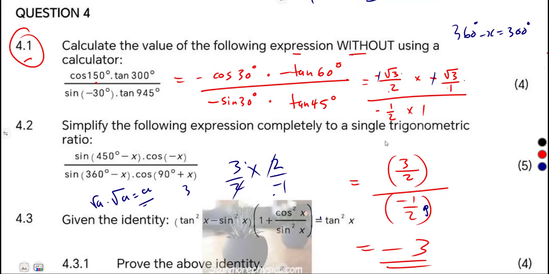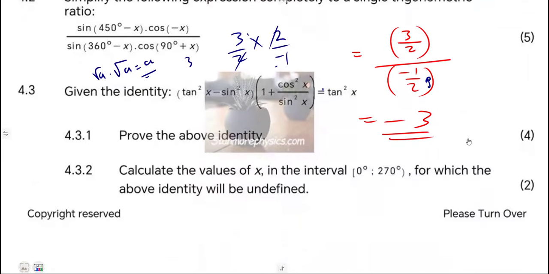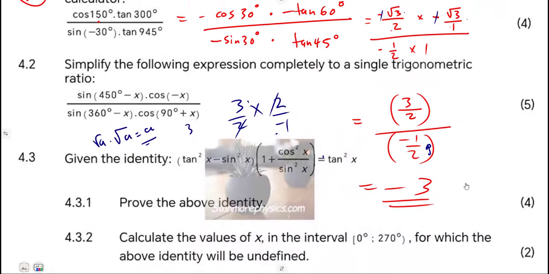All right, so it's just about revision, more revision, guys. Just revise as many questions as you can. All right, so that was it from here.